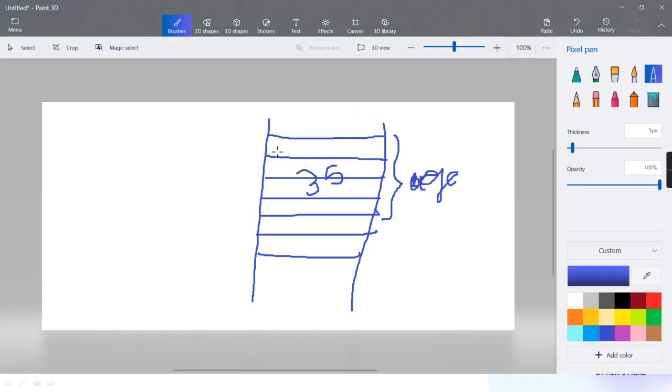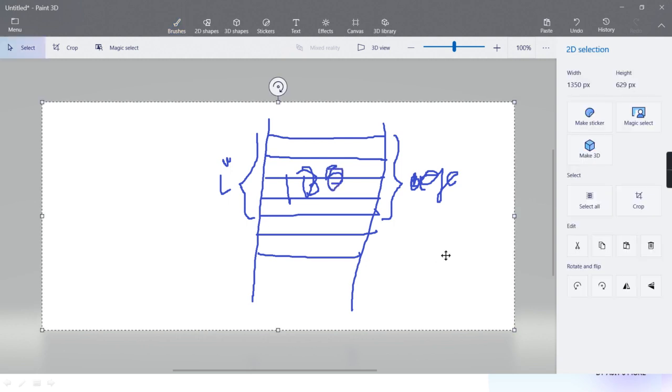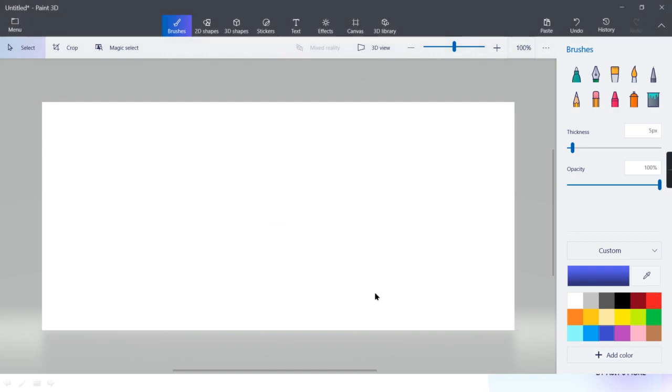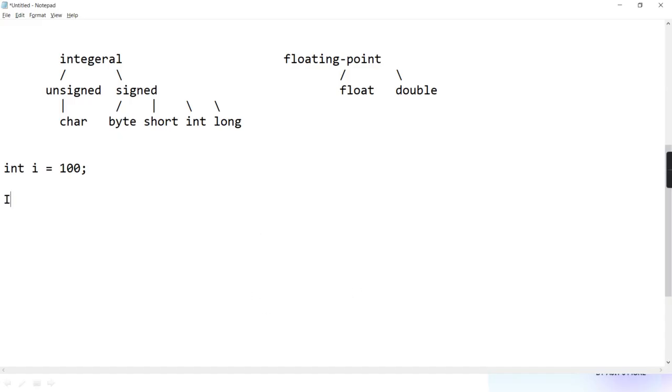Meaning, in memory, will it reserve some 4 bytes, give name I to it, and in that 4 bytes, will it store 100? What do you say, guys? Yes, correct. But if I'm using a wrapper, see here, integer I equal to new integer, and then to its constructor I'm passing 100. Now you don't know anything about constructor and all, don't worry.